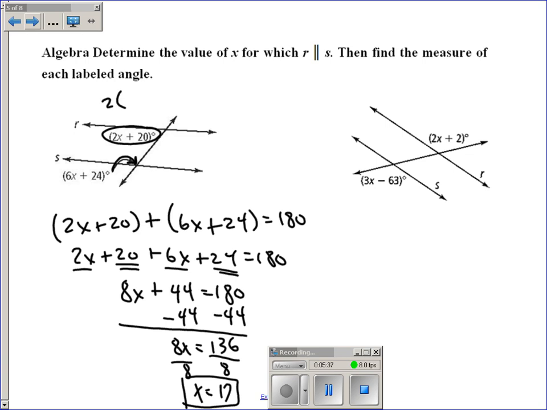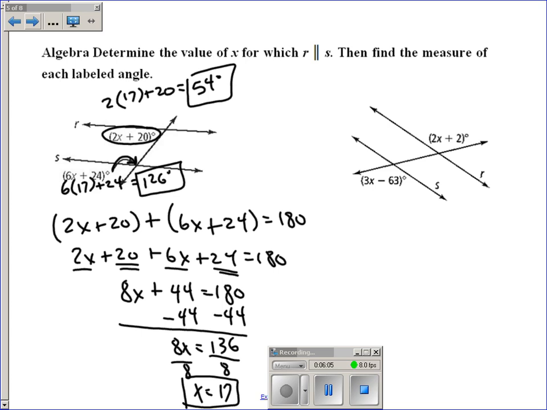So 2 times 17 plus 20 is 54 degrees. And 6 times 17 plus 24 is 126. And 54 and 126 do add to 180. Okay, I think you get the idea.